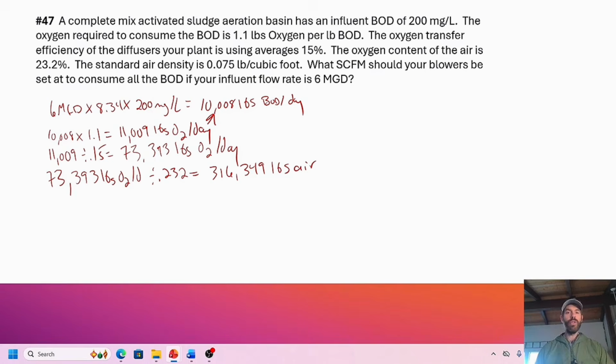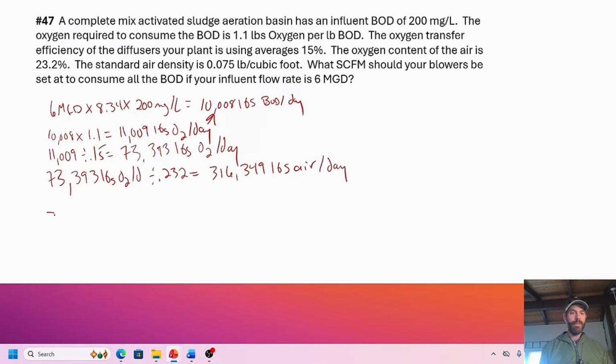But I don't use air weight when I'm setting my blower. Okay? When I'm setting my blower's hertz or whatever it is I'm doing with the blower or the plenum, I don't care how you set up your blower output, but I'm measuring it in standard cubic feet per minute, not pounds. Okay, so 316,349 pounds of air per day, I'm going to need to do a conversion.